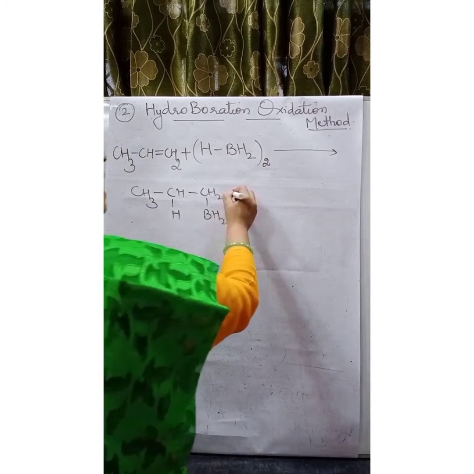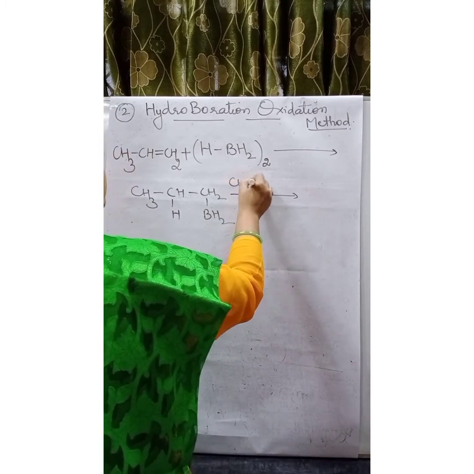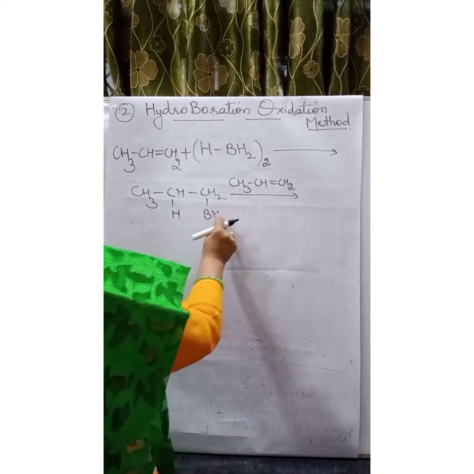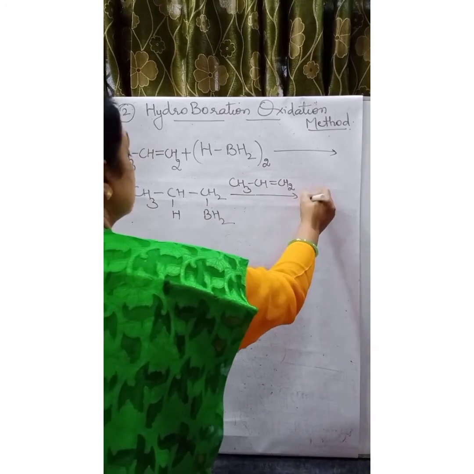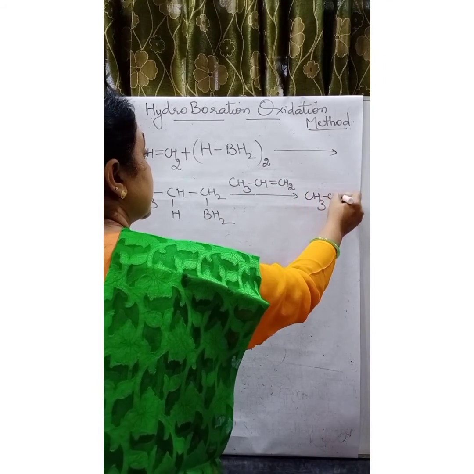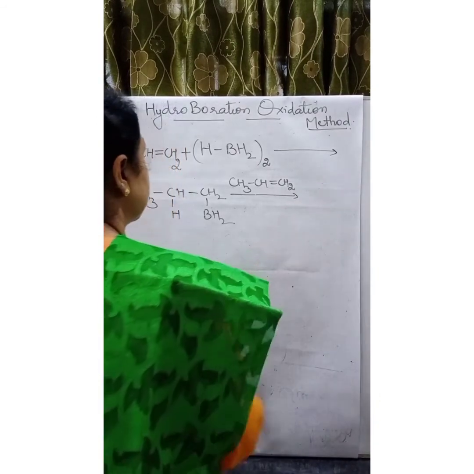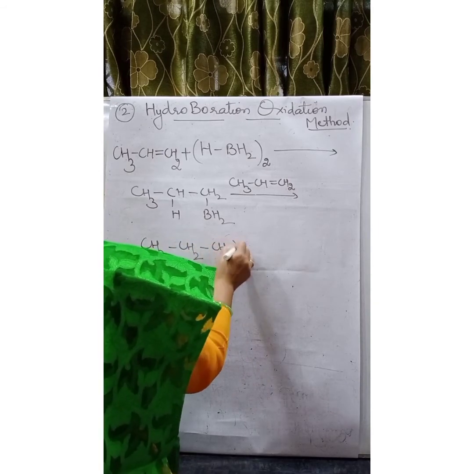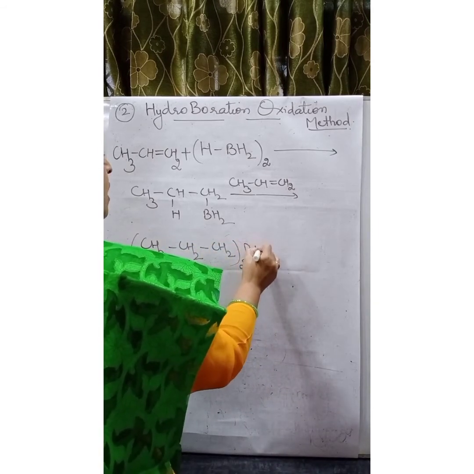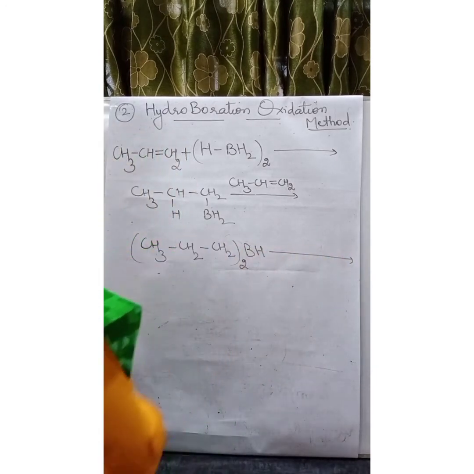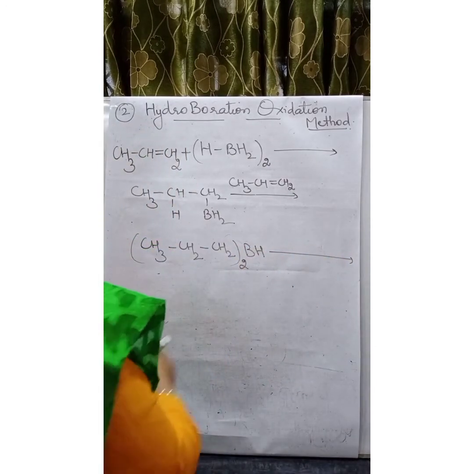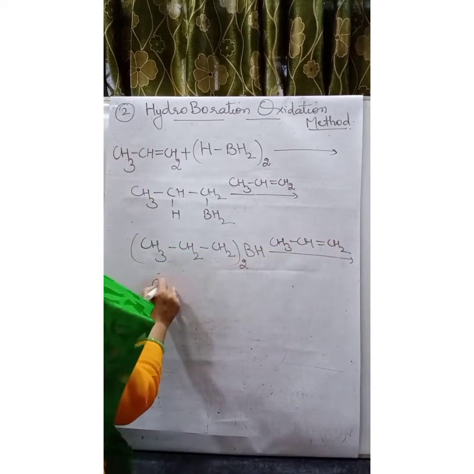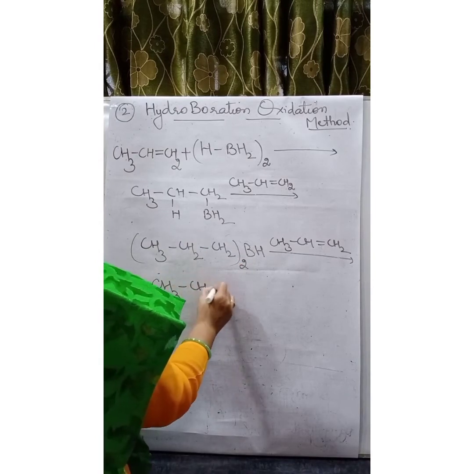It will further react with a molecule of alkene, and the reaction will continue. So this hydrogen is replaced by this alkene. So we get CH3CH2. I can put down the product like this: CH3CH2CH2, twice, BH. Further, it reacts with the molecule of alkene because one more replaceable hydrogen is there. So it forms trialkyl borane.